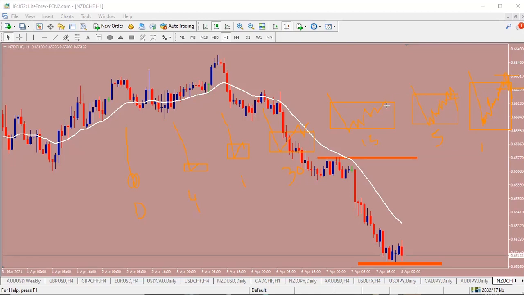Yes. Now, when it breaks 5 minutes market structure here, are you seeing it? When it breaks 5 minutes market structure like this, the next target to be what? 15 minutes. Yes. Now 15 minutes will break 15-minute market structure like this. The next target to be what? 30 minutes. 30 minutes will break 30 minutes market structure to give us what?